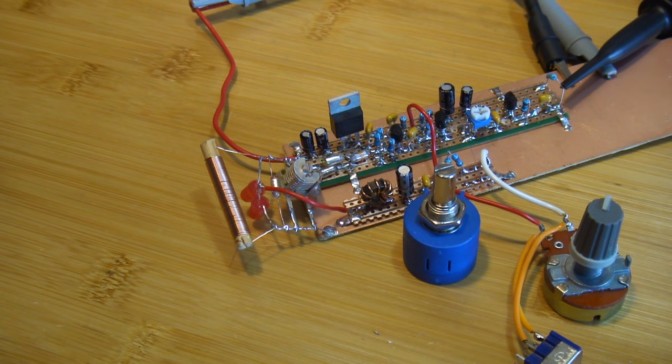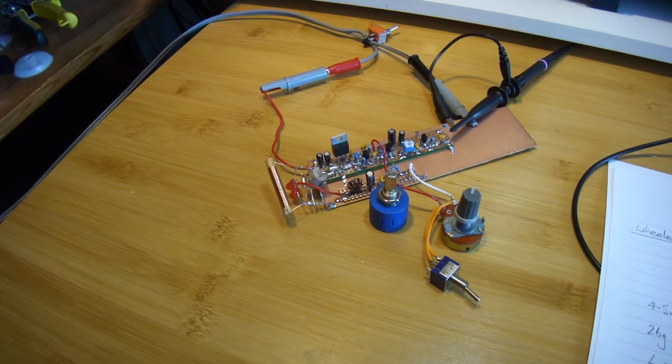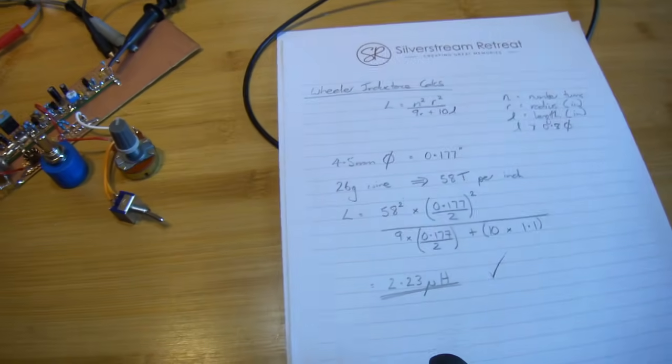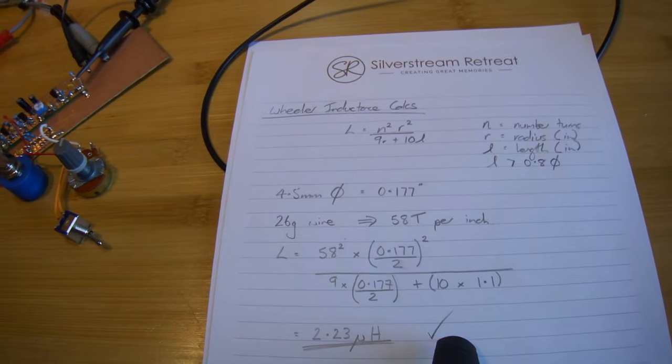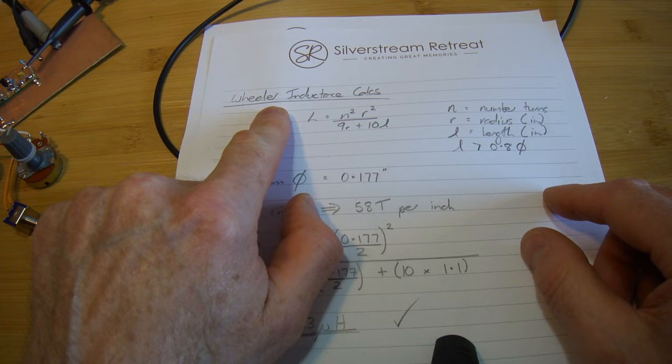You can see the inductor there, an inductor wound on a piece of wooden dowel about 4.5mm in diameter. What I did to work out the calculation for that, you recall I was looking for in the region of 2 point something microhenries. So for that particular arrangement, I'm going to use the Wheeler inductance calculations.